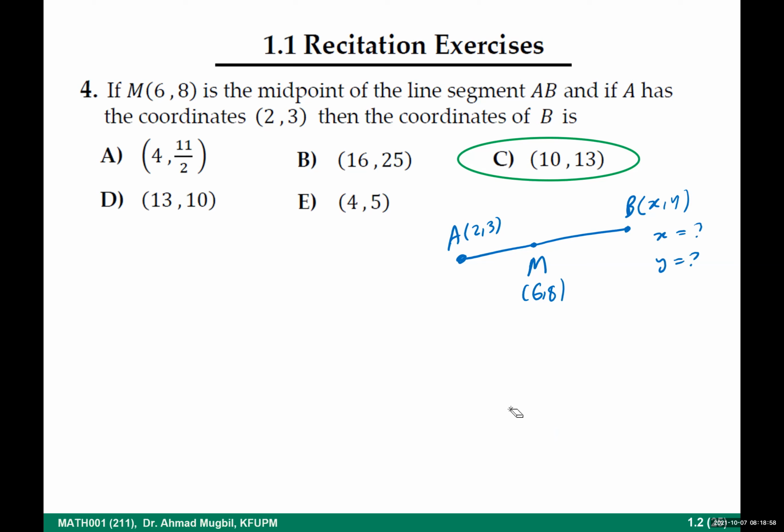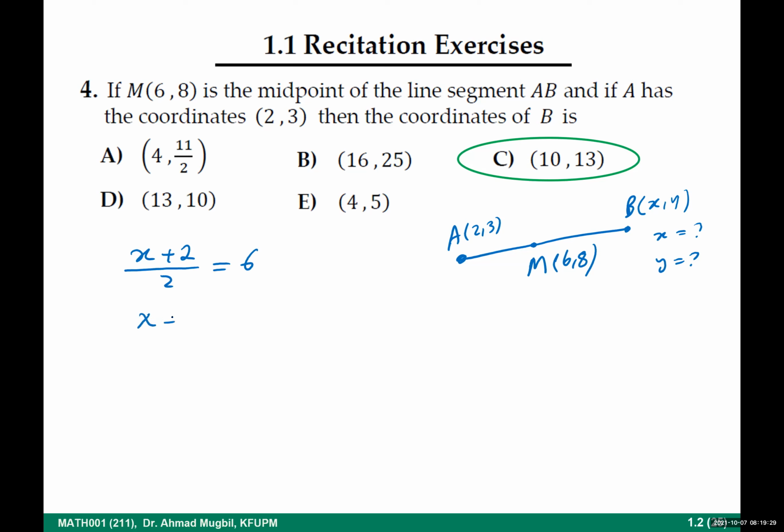Now, from the definition of the midpoint, the midpoint is 6 and 8. If you calculate this 6, it should be the X coordinate plus the X coordinate over 2. So we have X plus 2 over 2 equals 6. From here, we have an equation that we can solve for X.